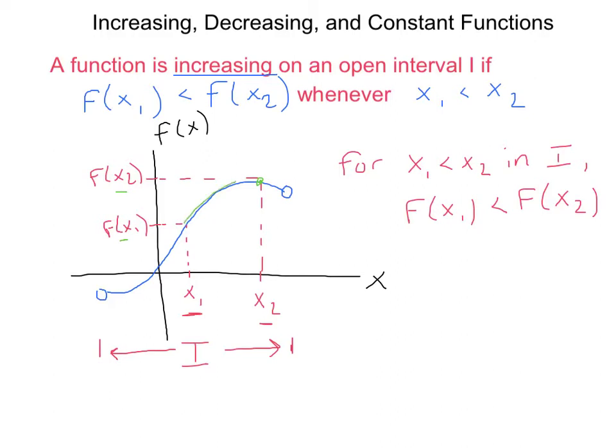We've got this upward slope, this upward direction to our graph. So for some x1 which is less than x2 on our interval I, whatever that interval might be, the value of the function at x1 is less than the value of the function at x2, meaning as the x's are increasing, the value of the function is also increasing.